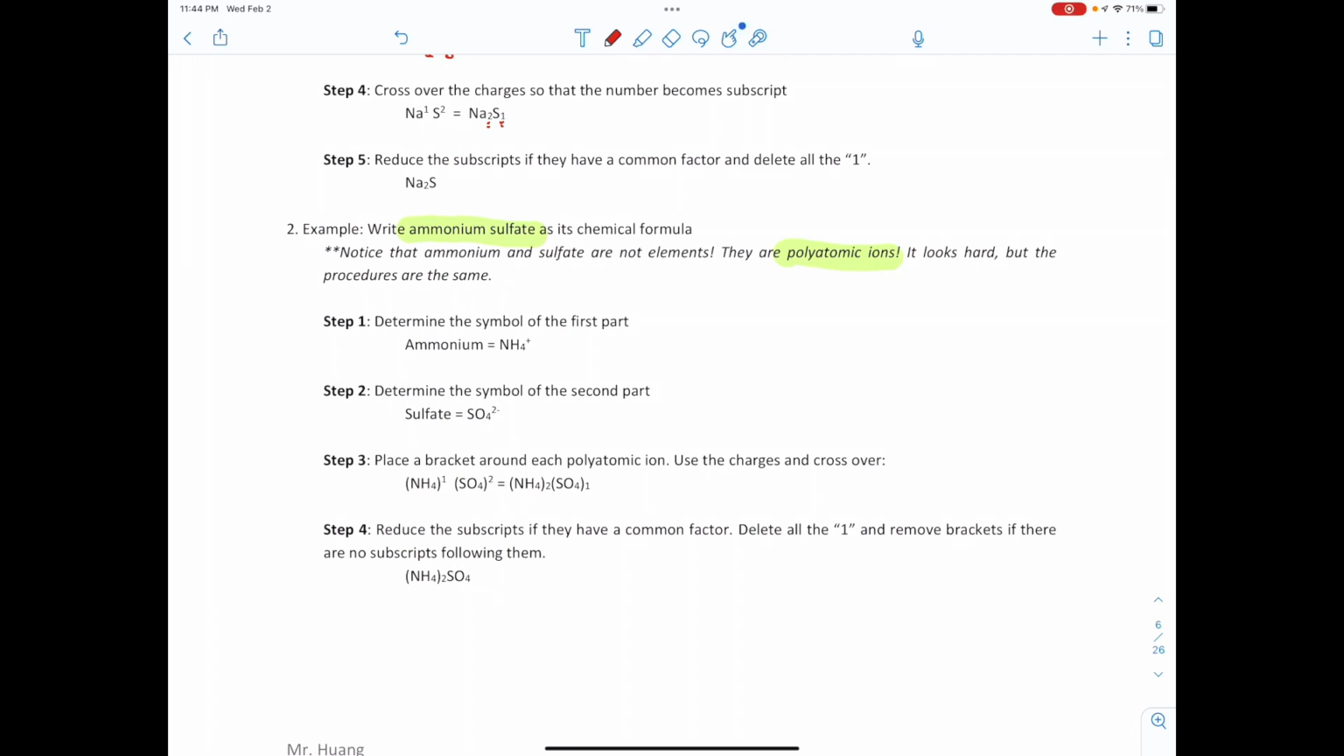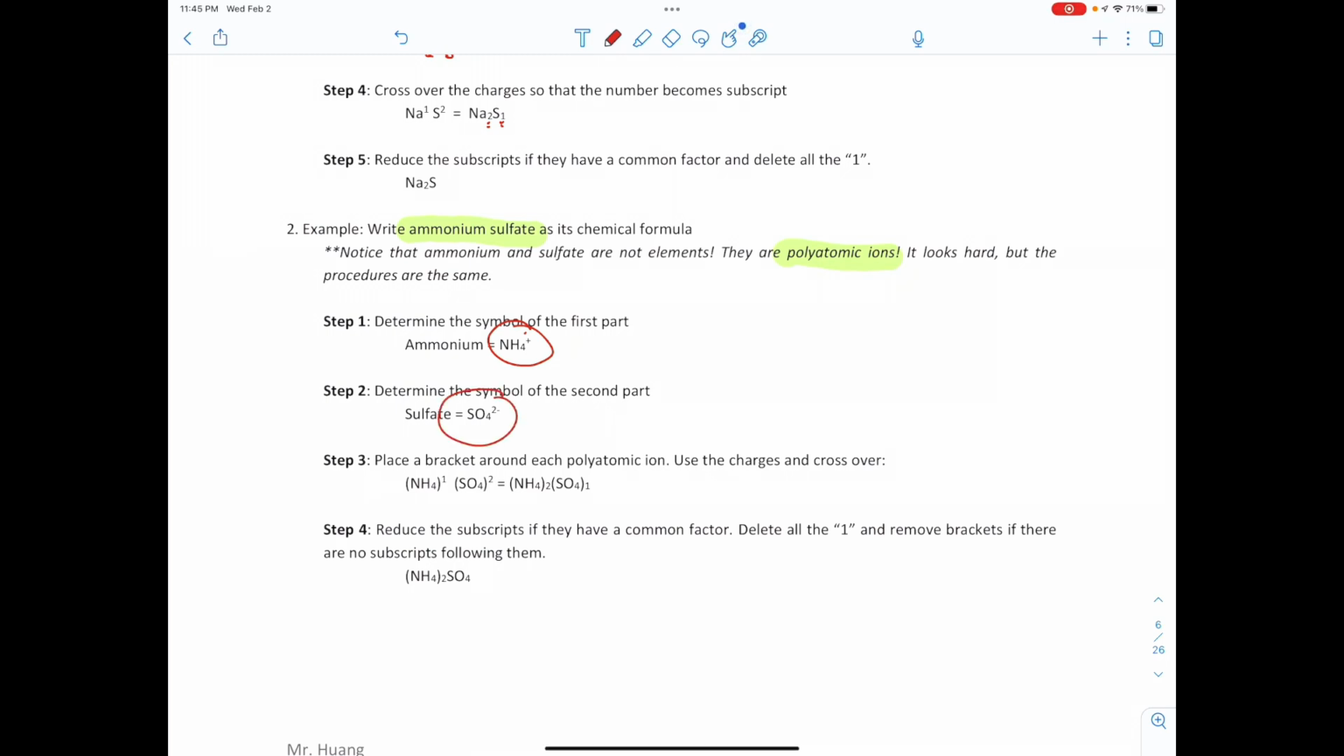Ammonium sulfate. Step 1, determine the symbol of the first part. Ammonium, when you look at the polyatomic ions list, is NH4, with a charge of the +1, or the invisible 1. If we take a look at the second part, sulfate, this is different than sulfide. Remember how the -ide tells us that it's found on the periodic table, but sulfate is found on the polyatomic ions list. So sulfate is SO4 2-.